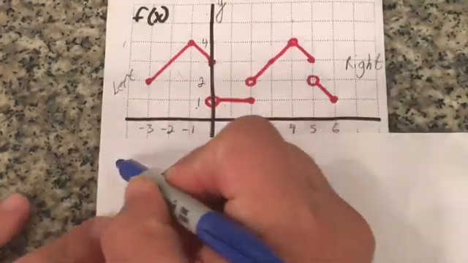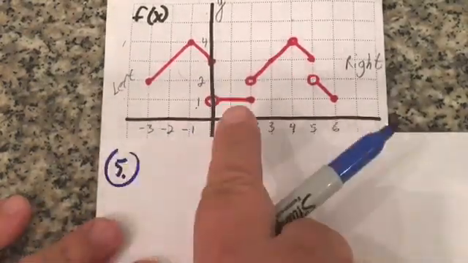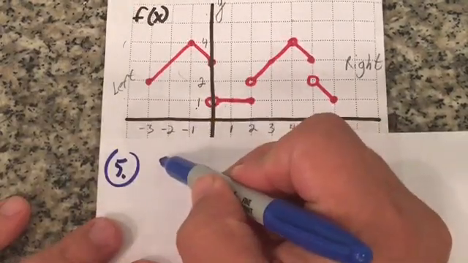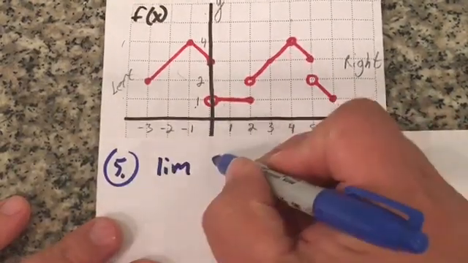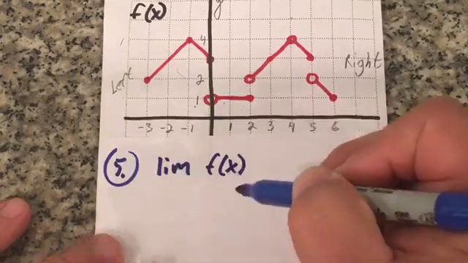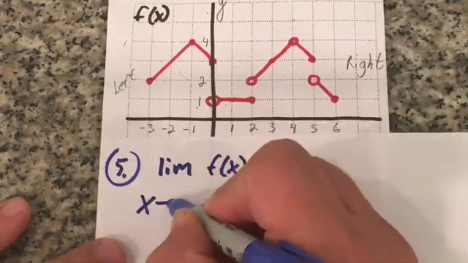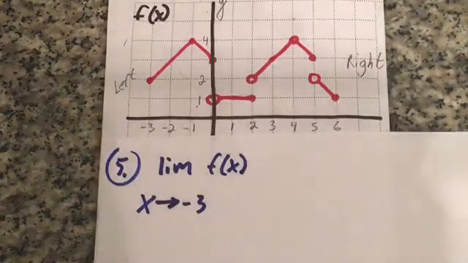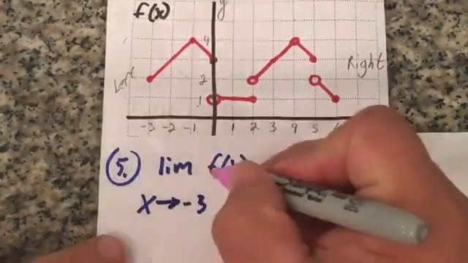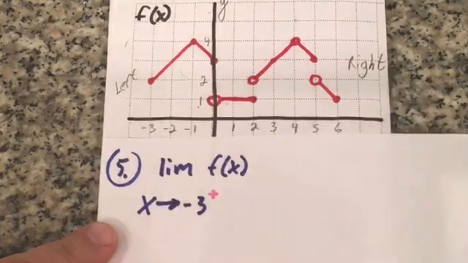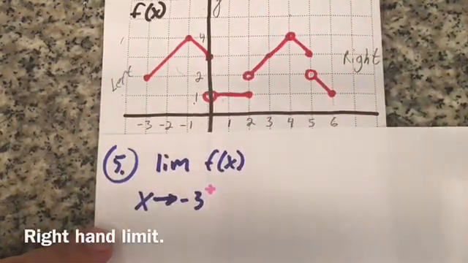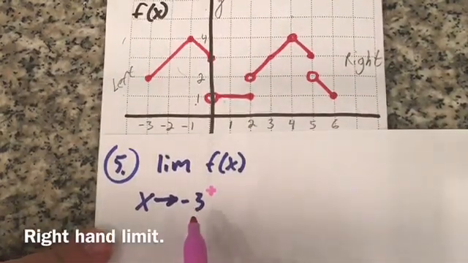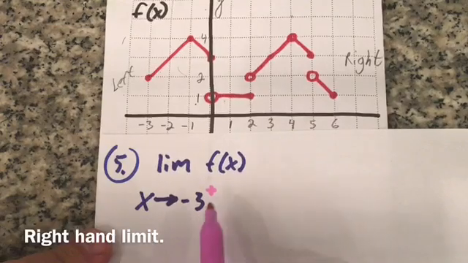Number 5. So using this graph, I want to find out what the limit of f of x is as x approaches -3, and this is really strange. I'm going to put a little positive sign up here where the exponent is. So I want to know what the y value is as I approach -3 from the right.